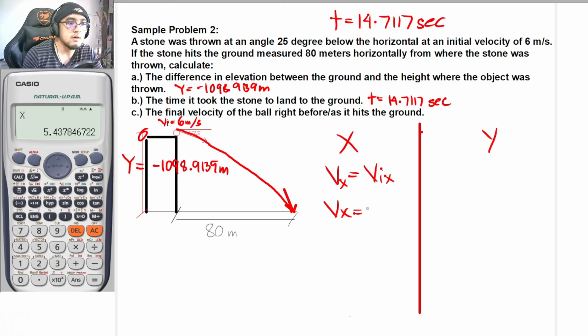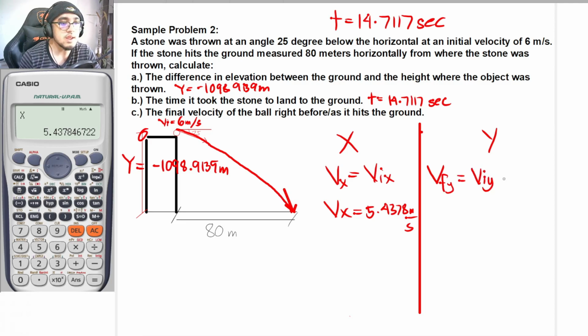That is now 5.4378 meters per second. How about for y? For your vfy, this is equal to your viy, or the initial velocity, plus gravity times time. For our VIY, that is basically my alpha y in my calculator, which is negative 2.5357 plus GT, so plus negative 9.81 times, of course, the time.